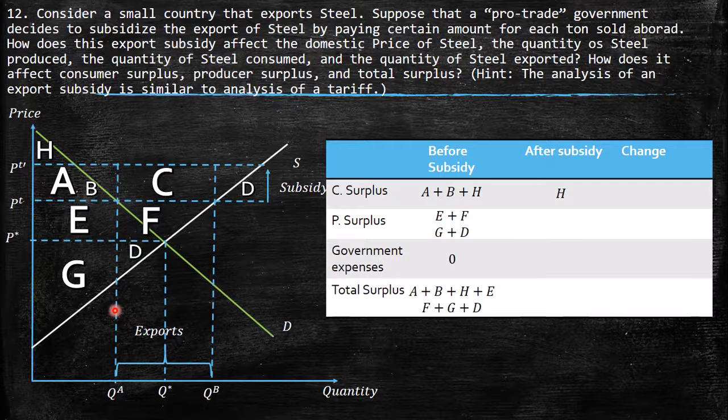Now after the subsidy, consumers have to pay, actually it's interesting here because I put H, but the world price doesn't change, so consumers have to pay the same. They have to pay H plus A plus B. This is going to be the price that they have to pay. So this is going to be after the subsidy.